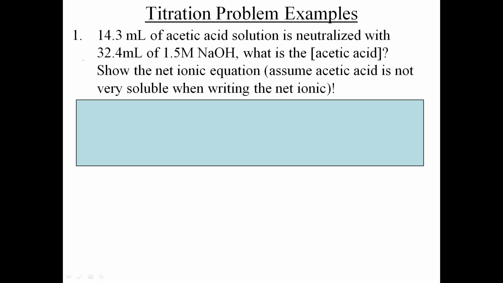So in this situation, we have a 14.3 milliliter amount of acetic acid, and it's neutralized with 32.4 milliliters of sodium hydroxide. What's the concentration of acetic acid? It says show the net ionic equation and assume acetic acid is not very soluble when writing the net ionic. So here's what we're going to do. We're going to start with acetic acid. So we have our formula for that.